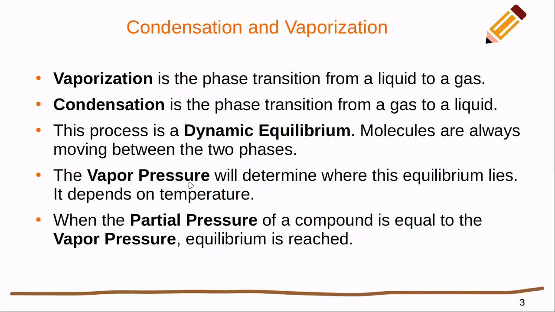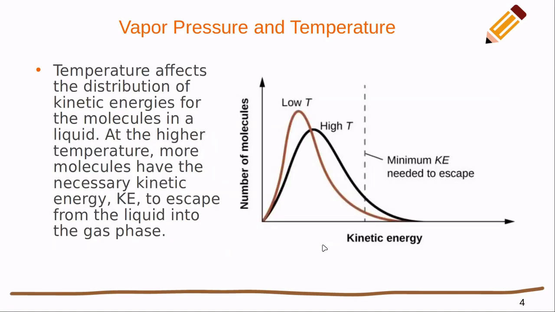The vapor pressure will determine where this equilibrium lies. It's going to depend on the identity of the substance and its temperature. When the partial pressure, so the pressure due to just that component, and the overall pressure above the liquid of a compound is equal to the vapor pressure, the equilibrium is reached. So it's important for us to understand the relationship between vapor pressure and temperature.